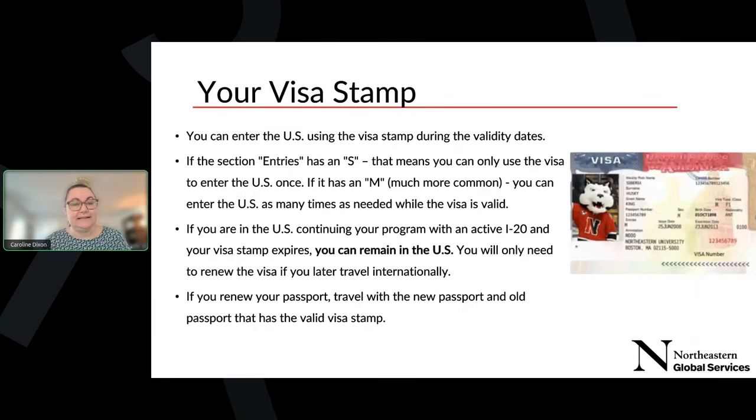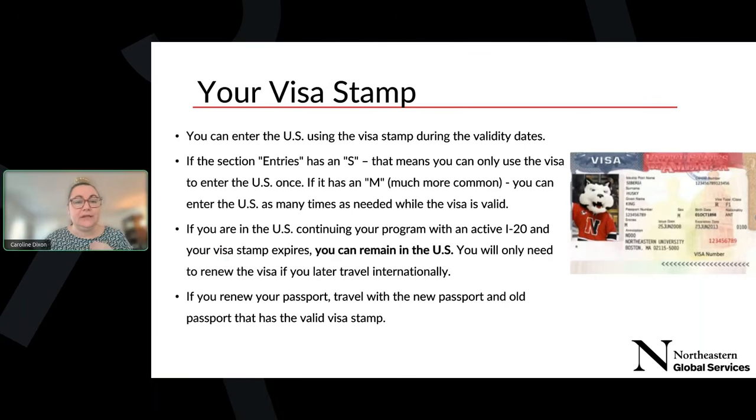Your visa stamp. So the F-1 visa looks like this, and it is a single page of your passport. It's like a big sticker that gets put on one full page of your passport, and that is called your visa, your F-1 visa. And as Chelsea mentioned, the visa is an entry document. It gets looked at when you want to enter the US.